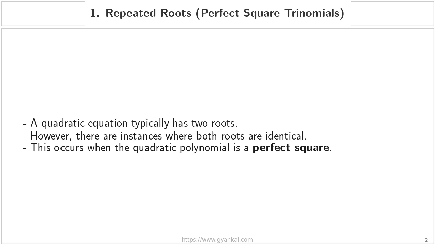1. Repeated roots, perfect square trinomials. Usually, when you solve a quadratic equation, you expect to find two different answers, or two distinct roots. However, there are specific instances where both of those roots turn out to be exactly the same. This happens whenever the quadratic polynomial we are working with is a perfect square.